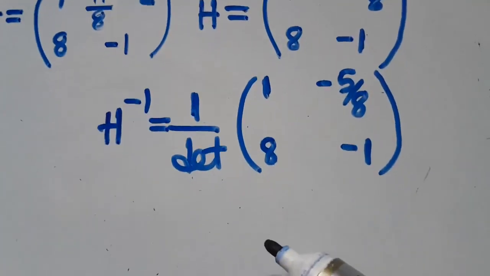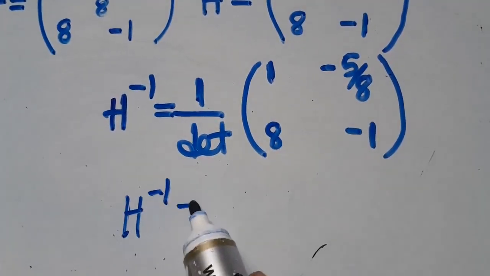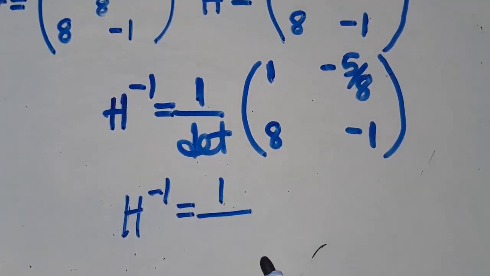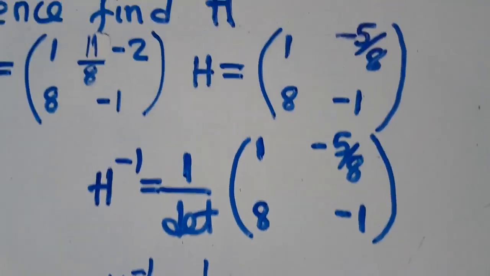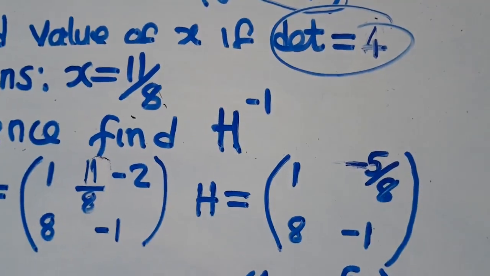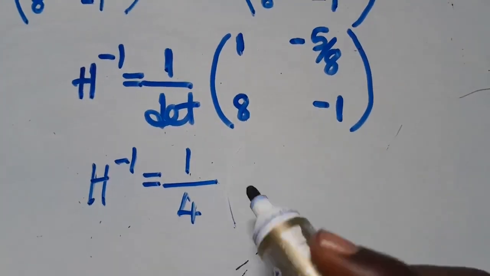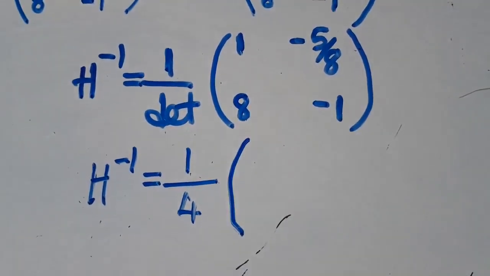From here, we write our final answer. So H inverse is equal to 1 over, what was the determinant? We were given that the determinant was what? 4. First question. Determinant was 4. So that's the determinant. Determinant is 4. Then I do this. So I now find the answer.